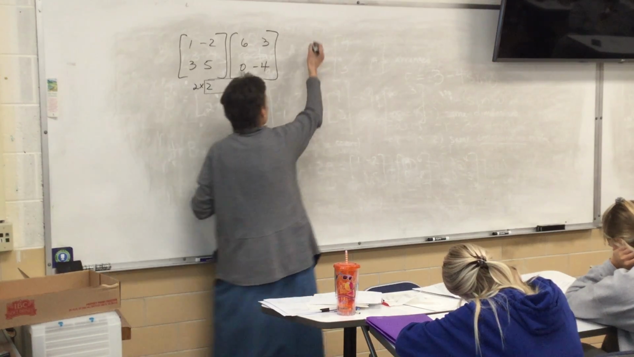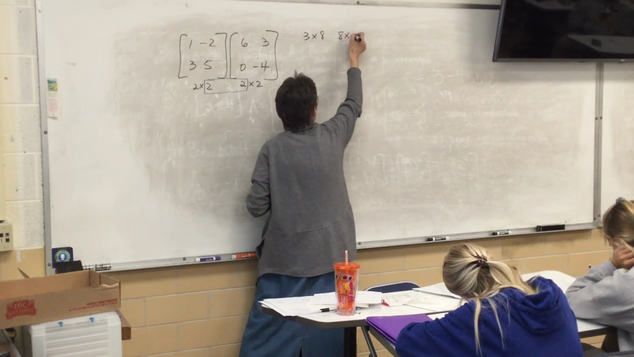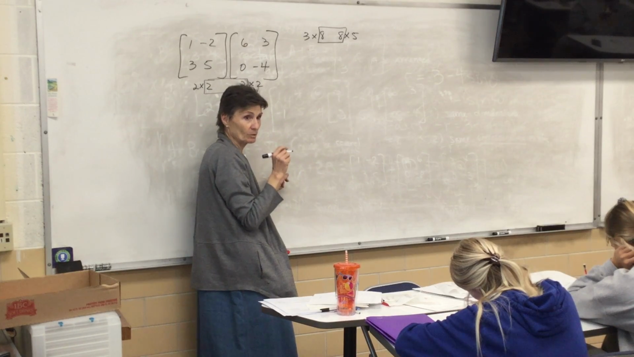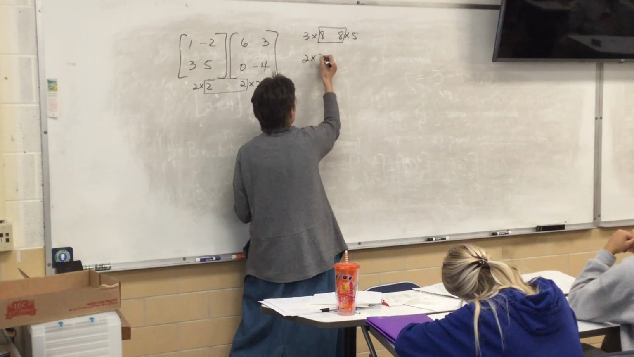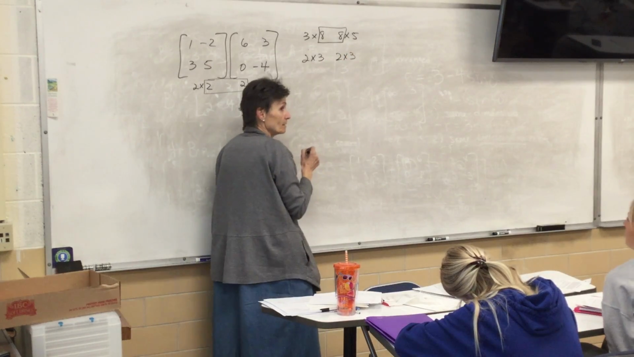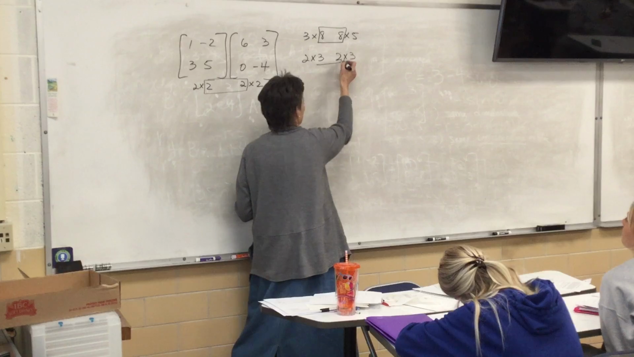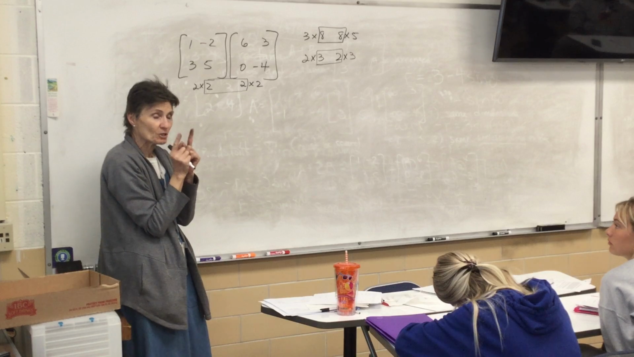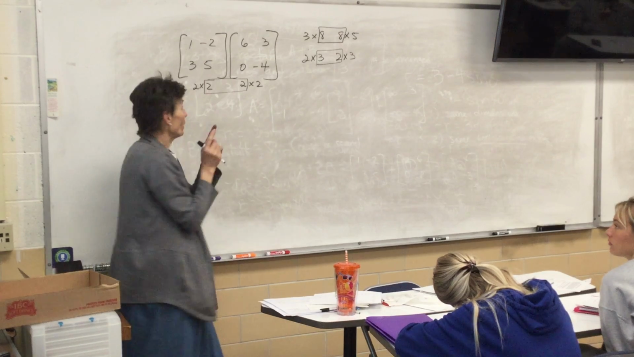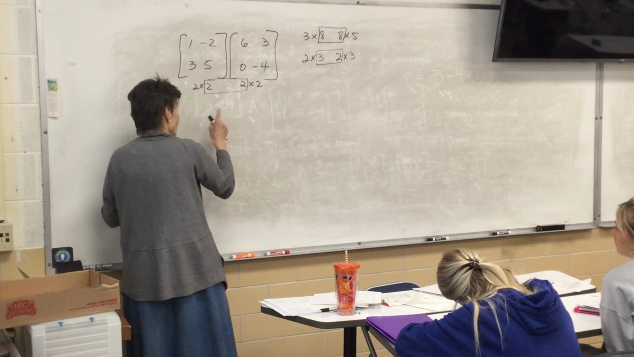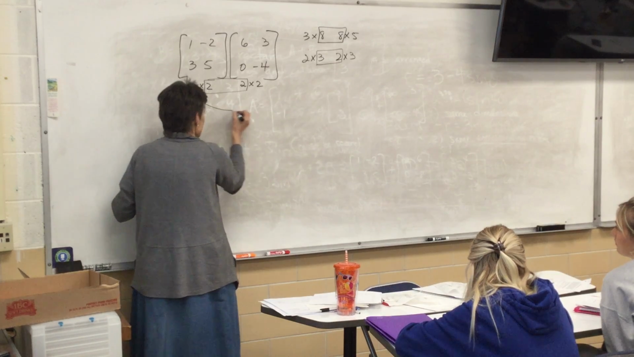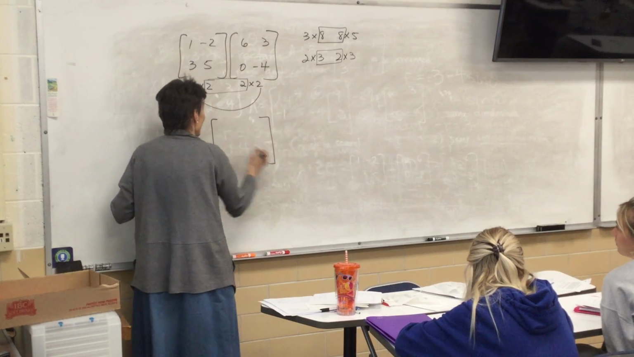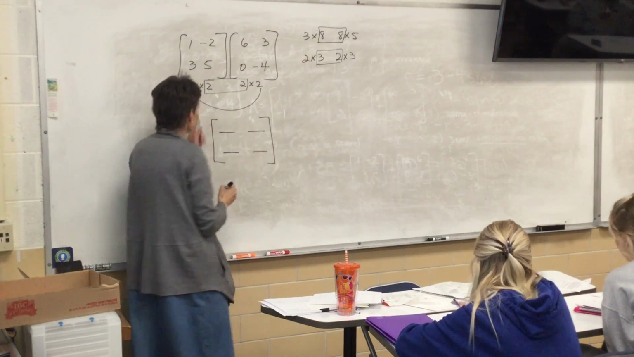So in other words, if you have a 3 by 8 and an 8 by 5, you can multiply those. You can't add them, but you can multiply them. Similarly, if you had a 2 by 3 and a 2 by 3, you can add those, but you can't multiply them. The inside dimensions have to match. Well, these do, so I'm going to multiply them. The outside dimensions tell me how big my answer will be, so my answer is going to be another 2 by 2.